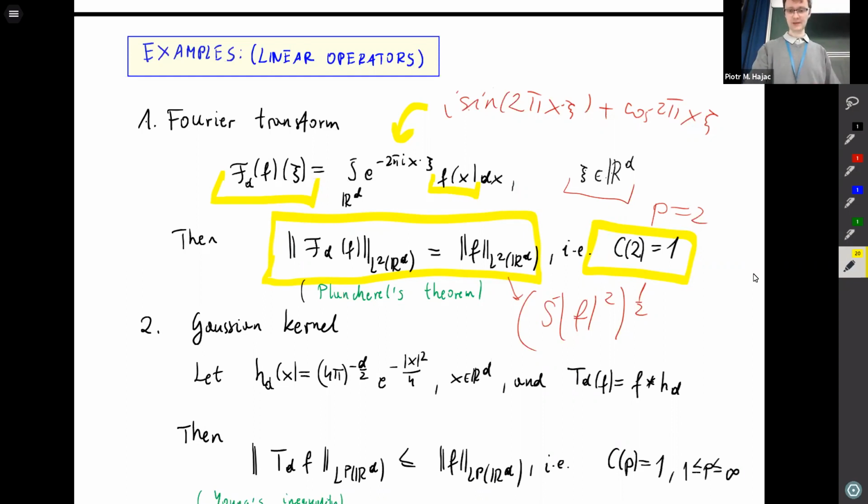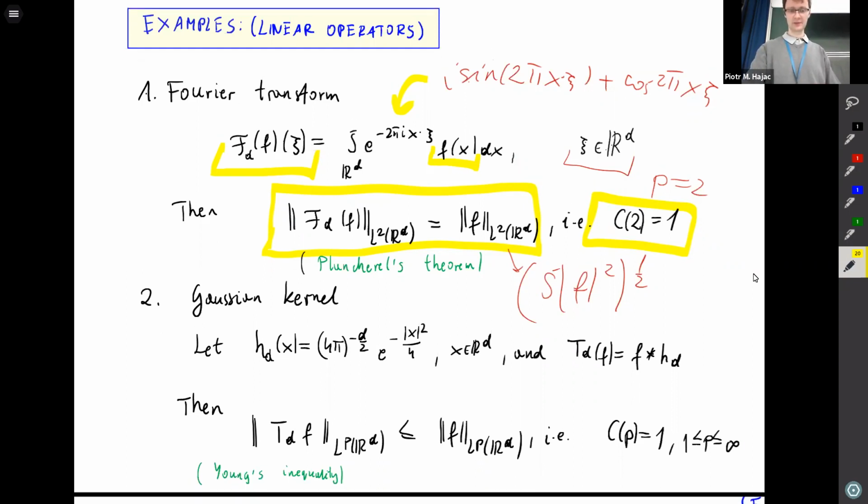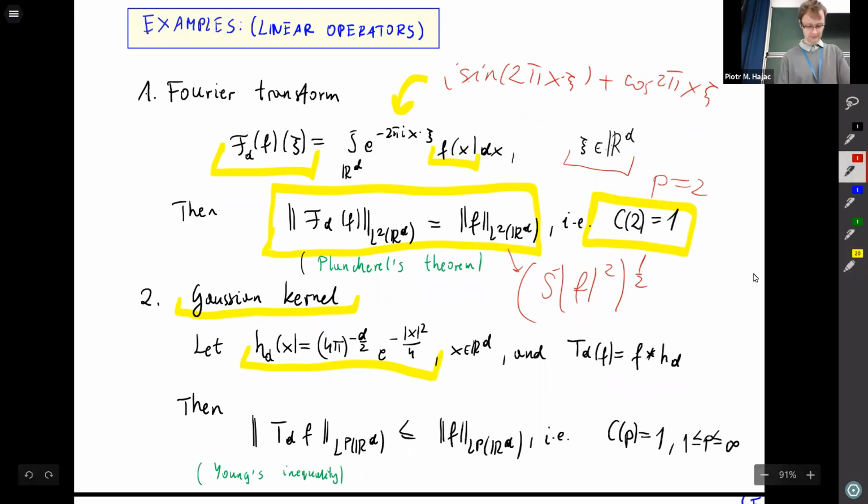Okay, and then the next thing I would like to mention is the Gaussian kernel. So you take a function on each dimension d, defined in this way. It's a Gaussian, e to the minus modulus of x squared over 4 times a factor. And this factor is such that the integral of this kernel is 1. The reason for that is this. Okay. And then we define the operator Td of f by a convolution of f with this function hd. And the convolution, if you haven't seen it, is just this quantity.